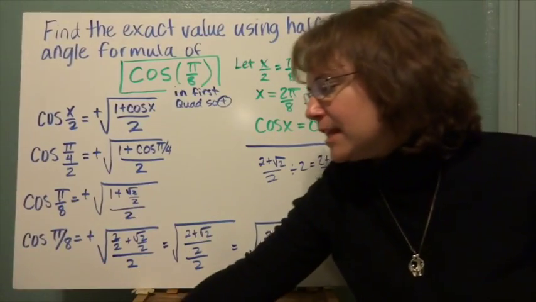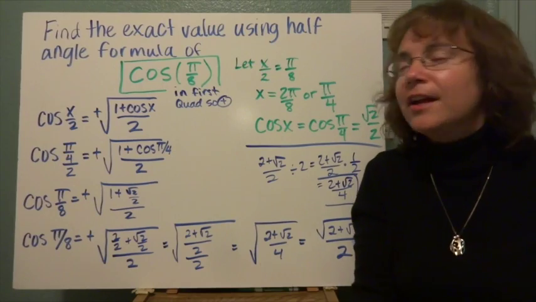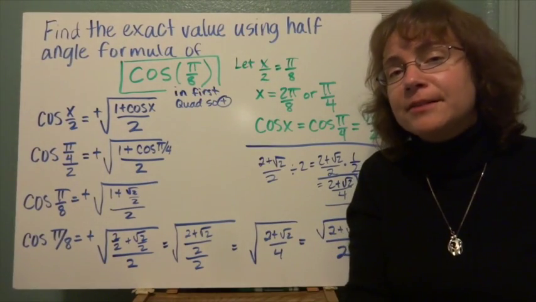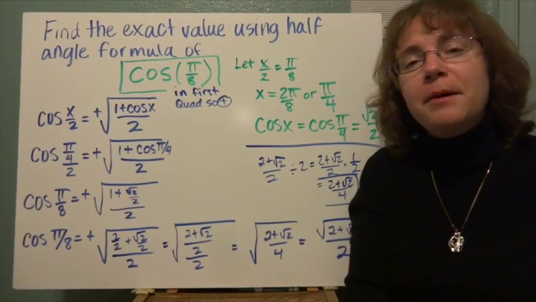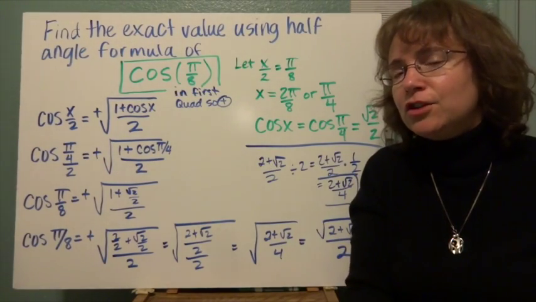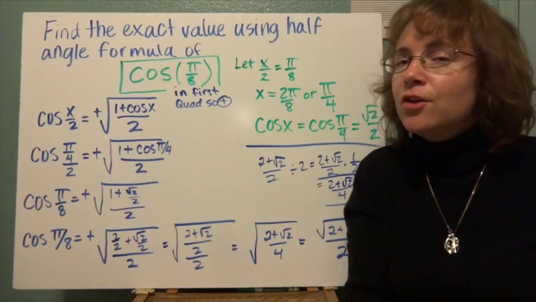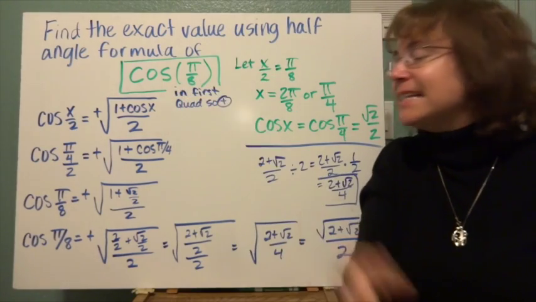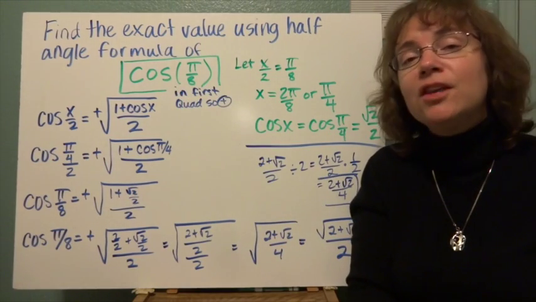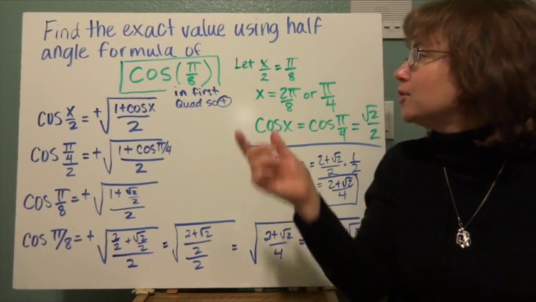Okay, so let's use this half angle formula to find an exact value of something we don't have on the unit circle. So if you were given cosine of pi over 8, you can't find that on the unit circle and find an exact value. You could type it into your calculator and it could give you an approximate value, but if you want an exact value, we can use the half angle to do that.